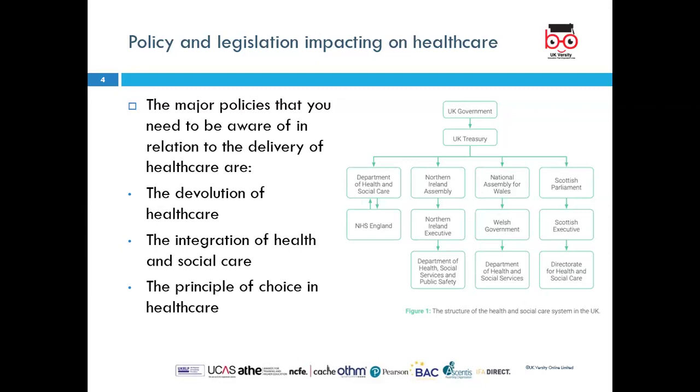This is the structure of the health and social care system in the UK. The UK government has a UK Treasury, and within that you have different assemblies and parliaments. There's the Department of Health and Social Care, which works for the NHS England. Then the Northern Ireland Assembly, which has the Northern Ireland Executive, which works for the Department of Health, Social Services and Public Safety. Then the National Assembly for Wales, which has the Welsh government, which governs the Department of Health and Social Services. The last is the Scottish Parliament, which has the Scottish Executive, which has the Directorate for Health and Social Care.